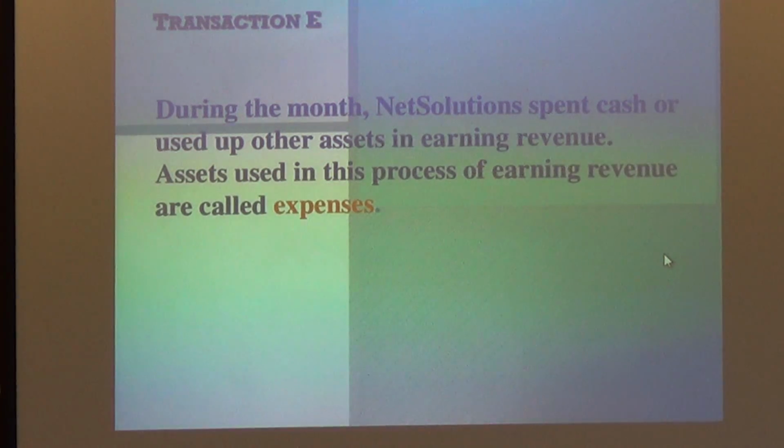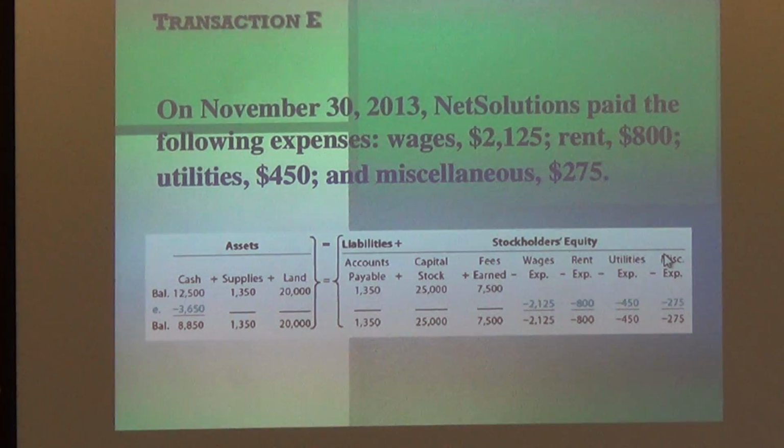All right, so during the month, they spend cash on and use up assets in the process of earning revenue, and those are called expenses. So things happen that we have to expense out, right? We have miscellaneous expenses, we have lots of things that may happen. We may have gas expense, electricity expense, those types of things. So we're going to go through some of the expenses here.